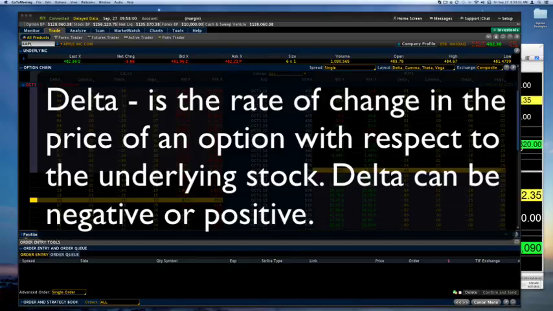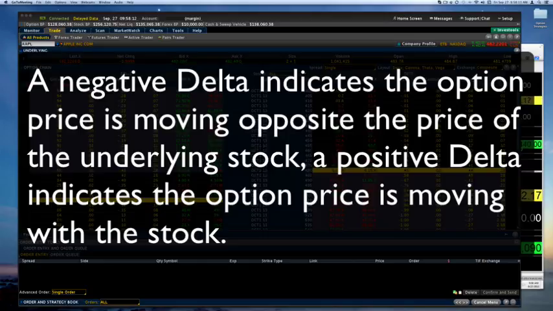Delta is the rate of change in the price of an option with respect to the underlying stock or security. And as I said a little earlier, that delta can be negative or positive. A negative delta indicates that the option price is moving opposite the price of the underlying stock or security, and a positive delta indicates that the option price is moving with the stock. It has a direct correlation. It's kind of like a factor telling you how fast the option is moving with respect to the stock.